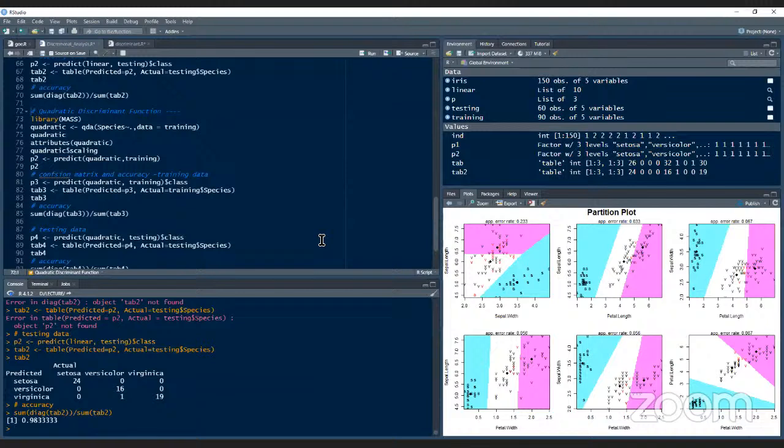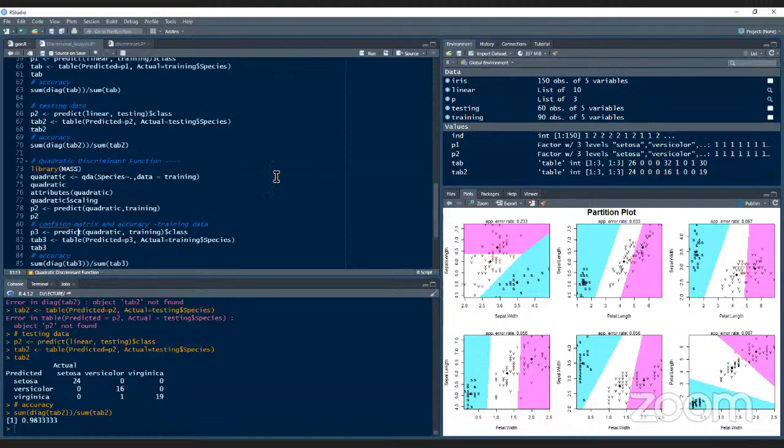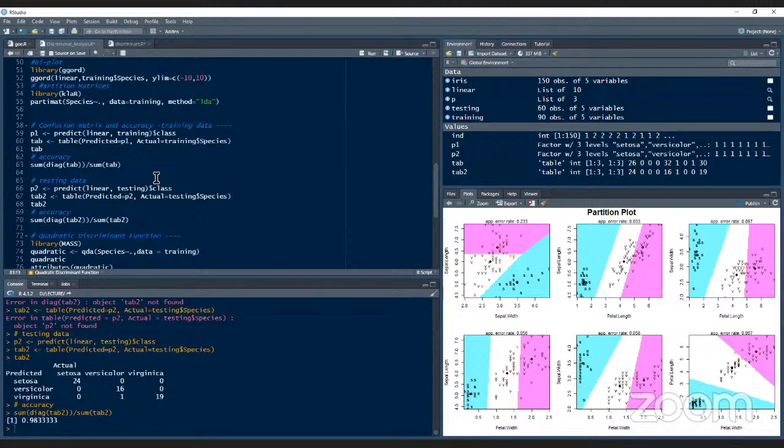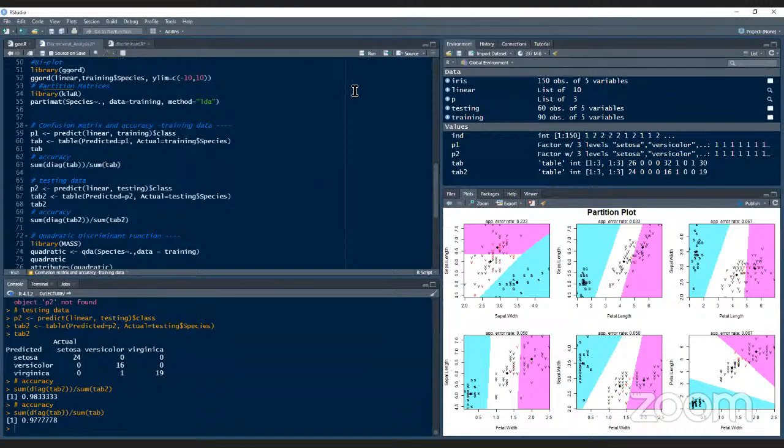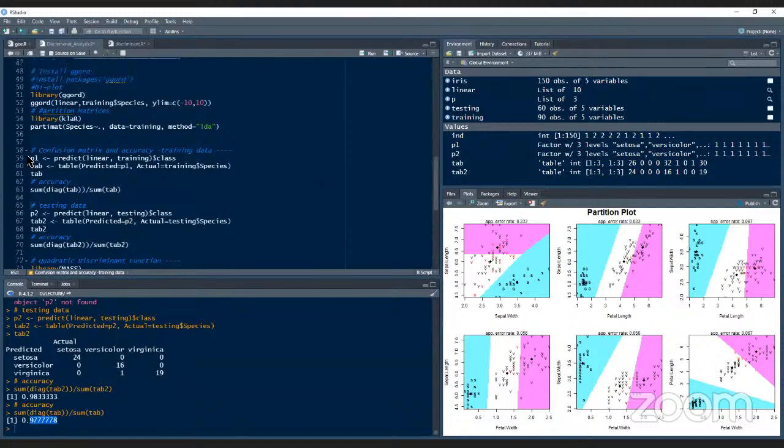Now we have a testing data set. So is this model performing correctly for the testing data set also? So here we have taken the testing data set. So in the training data set, the accuracy is 97.7%. See, this is my training data set and this one is the testing data set. And for the testing data set, it is 98.33%.